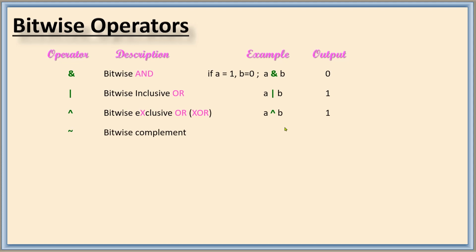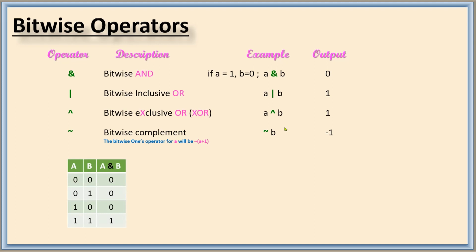Next we are having bitwise complement. It is also called bitwise ones operator. For A, the output will be minus of A plus 1. Here bitwise complement operator, B is given, that is 0, it will be resulting in minus 1.